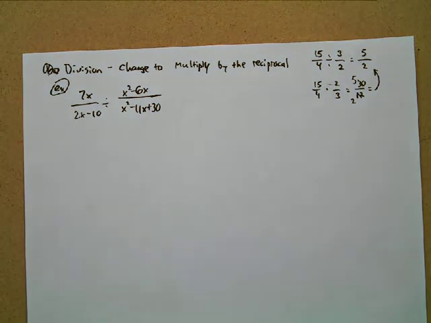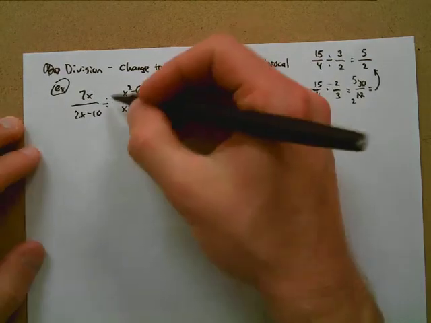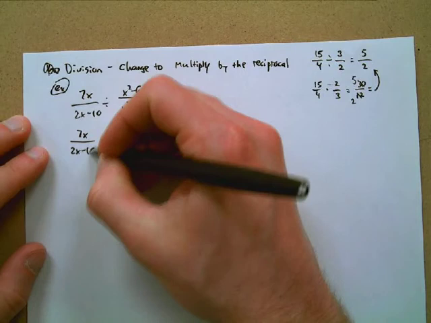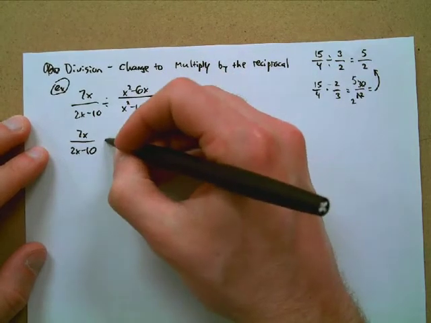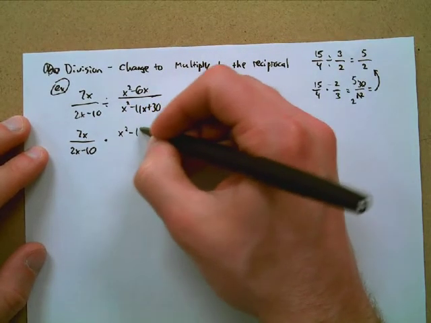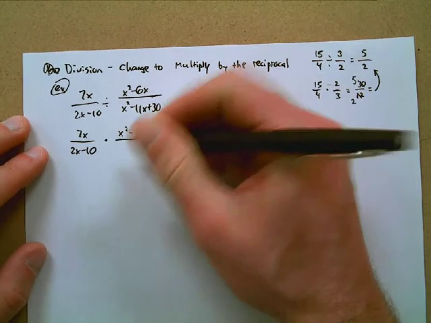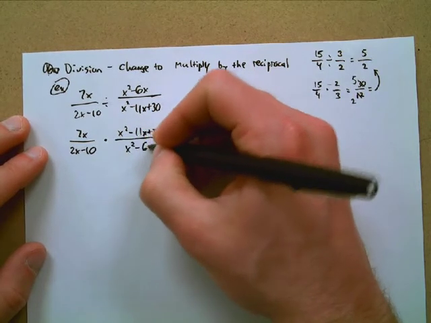So first things first here, change that division to multiplication by the reciprocal. So instead of dividing by this, we will multiply by the reciprocal. So we'll put the x squared minus 11x plus 30 in the numerator, and the x squared minus 6x in the denominator.